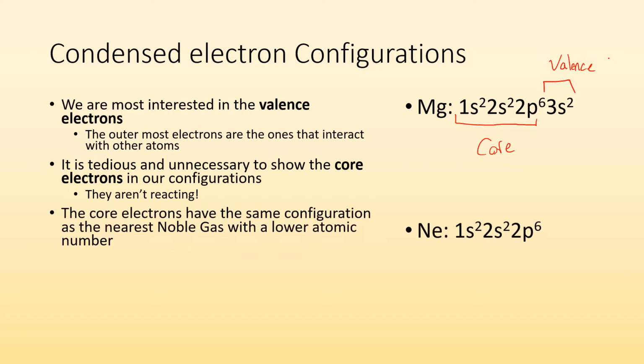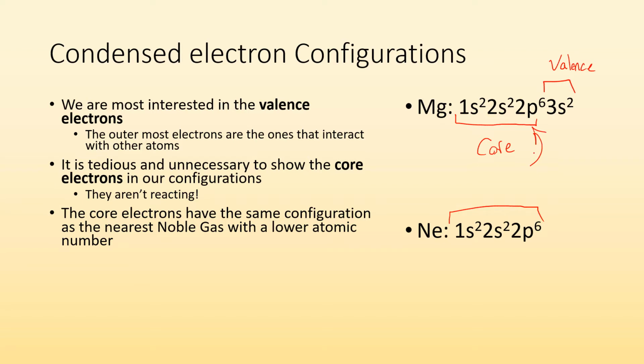And it turns out that the core electrons have the same configuration as the nearest noble gas with the lower atomic number. So for example, the previous noble gas from magnesium is neon. And neon's configuration is 1s2, 2s2, 2p6. And if we look, magnesium's core electrons are exactly that.